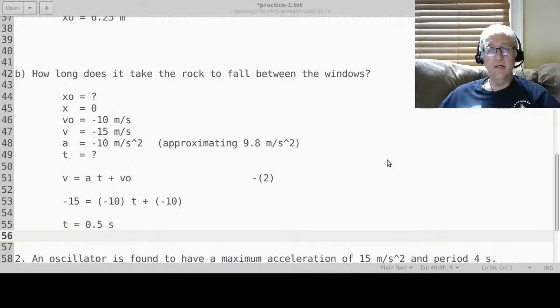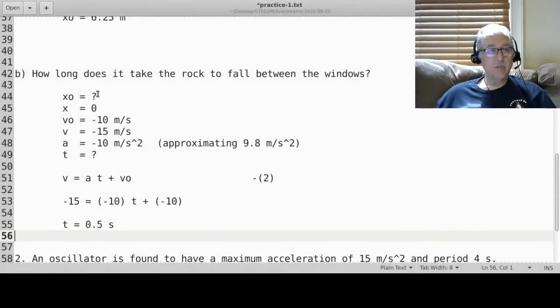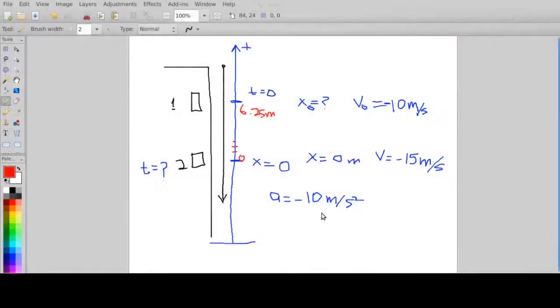And there, that answers part B. And it's only half a second. Before I move on to the next one, let's see if we can understand why it's half a second. Let's go back to my picture, like that. And remember what that -10 meters per second squared means?